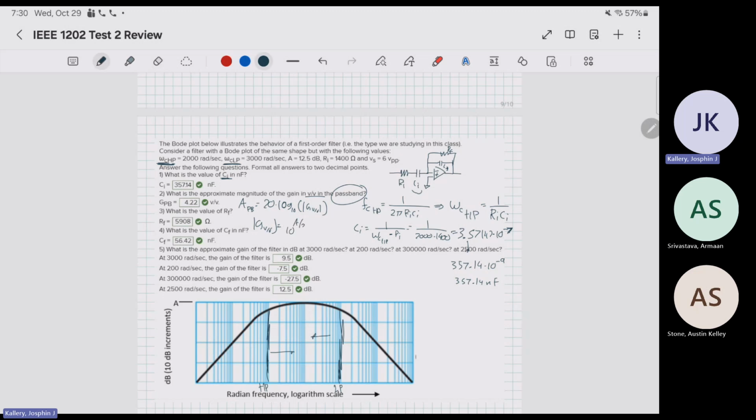10 raised to the a over 20, which is 10 raised to the 12.5 over 20. And that gives us a gain of 4.22, which is correct.